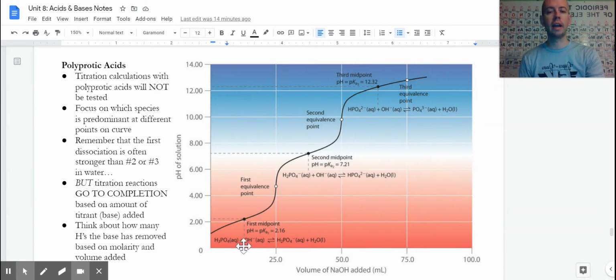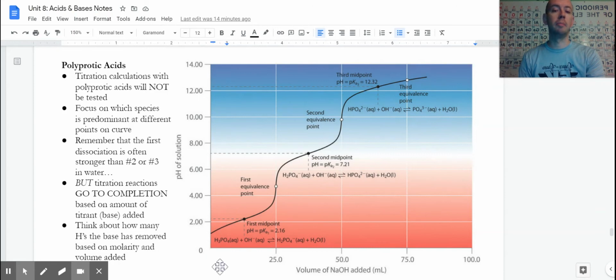As we go along, it's really tempting to think that we're adding more and more hydroxide ion, that at some point we would have an excess of hydroxide. But remember, we don't have an excess of hydroxide until we've totally removed all of our hydrogens, or totally neutralized every part of our acid. So even though we're adding hydroxide and adding it, we don't get to an excess of hydroxide until after our third equivalence point.